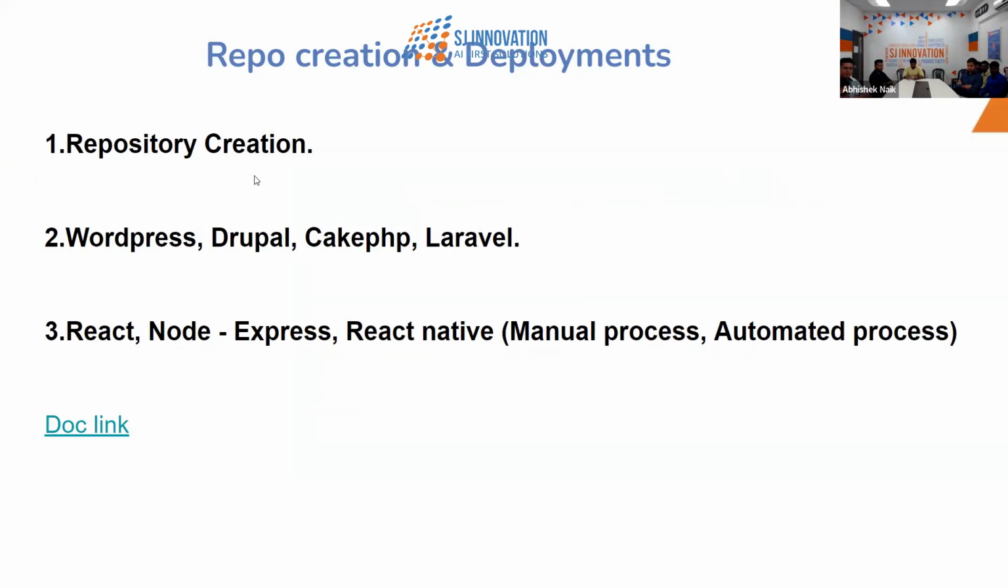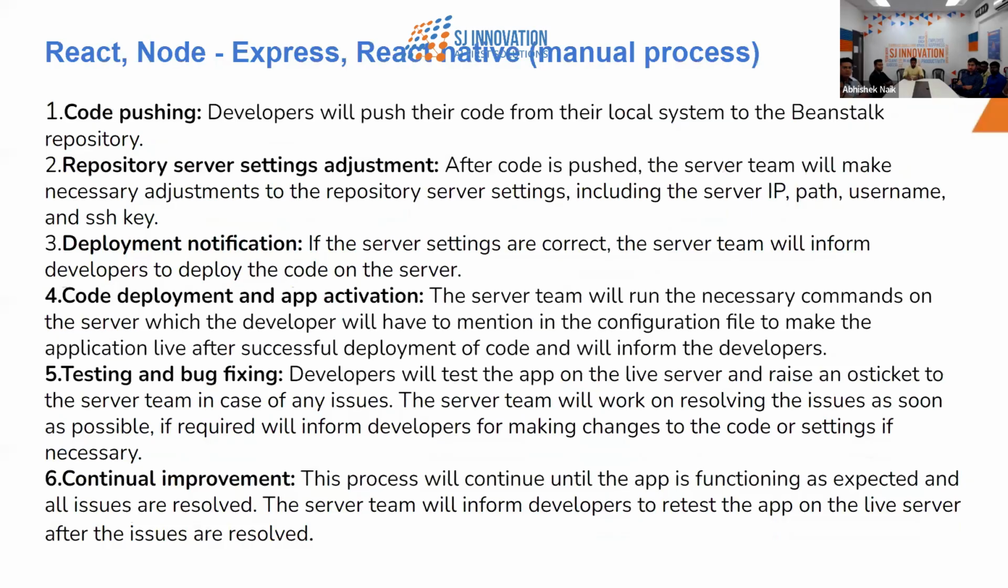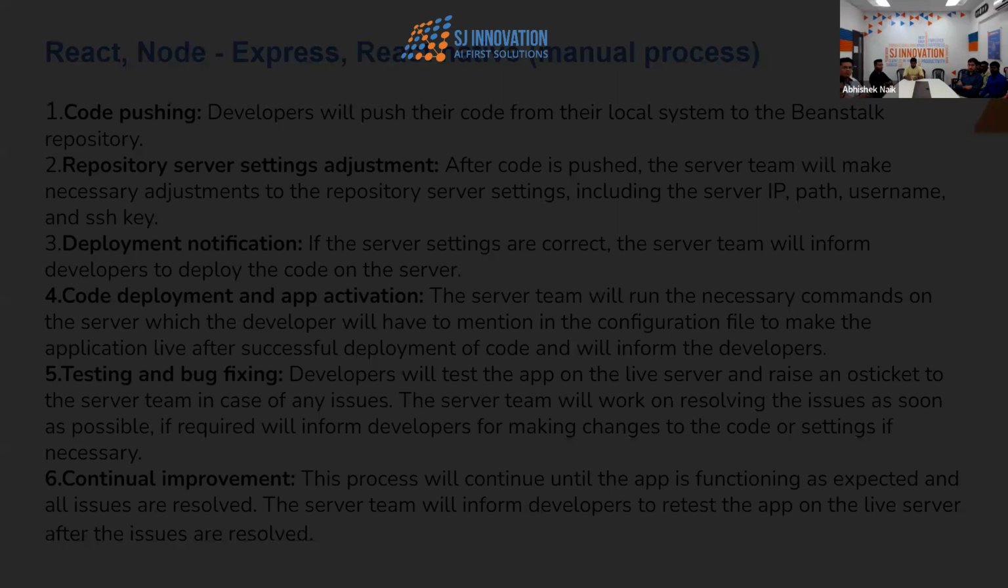One is regarding creating repos. The second one is deployment of WordPress, Drupal, Cake, PHP, and Laravel, and what we need to consider while deploying this tech stack. The third one is regarding React, Node Express, React Native. In this we have a manual process as well as an automated process. I've just mentioned those points that we need to create here, for WordPress, React, manual process and automated process.